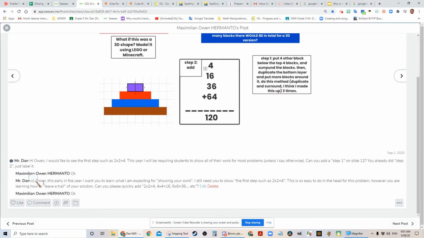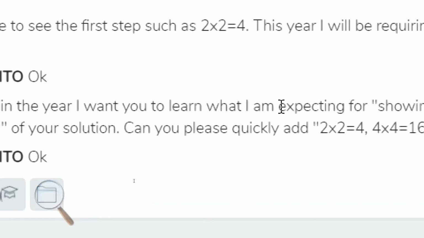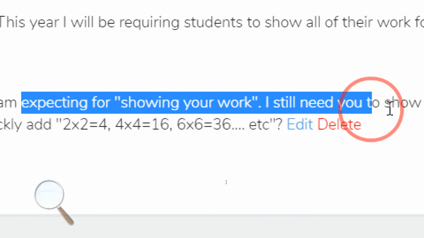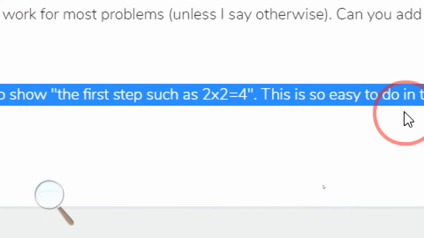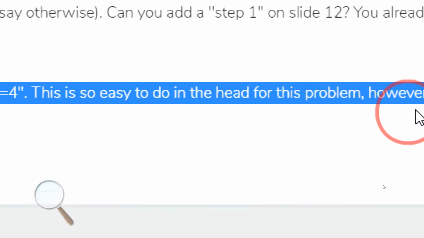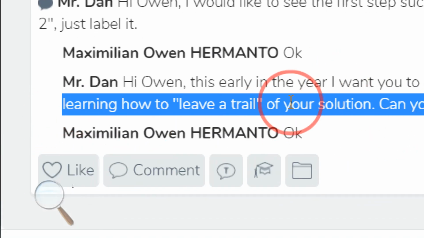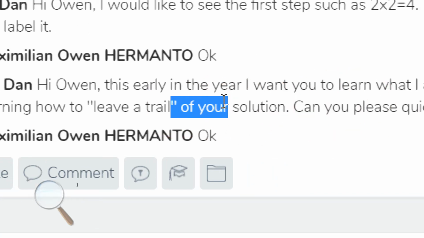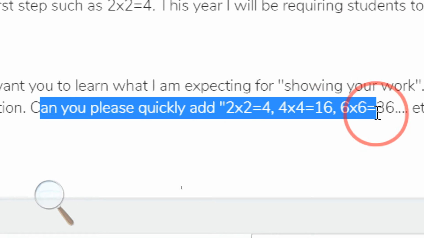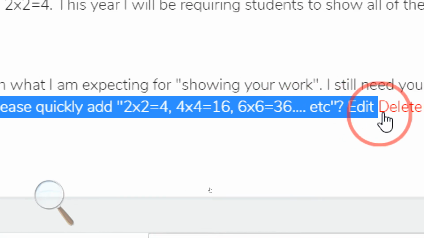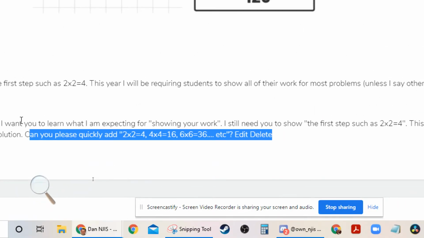So I said, hi, Owen. This early in the year, I want you to learn what I am expecting for showing your work. I still need you to show the first step, such as 2 times 2 equals 4. This is so easy to do in the head for this problem. However, you are learning how to leave a trail of your solution. Can you please quickly add 2 times 2 equals 4, 4 times 4 equals 16, 6 times 6 equals 36, etc. And let's take a look right here.